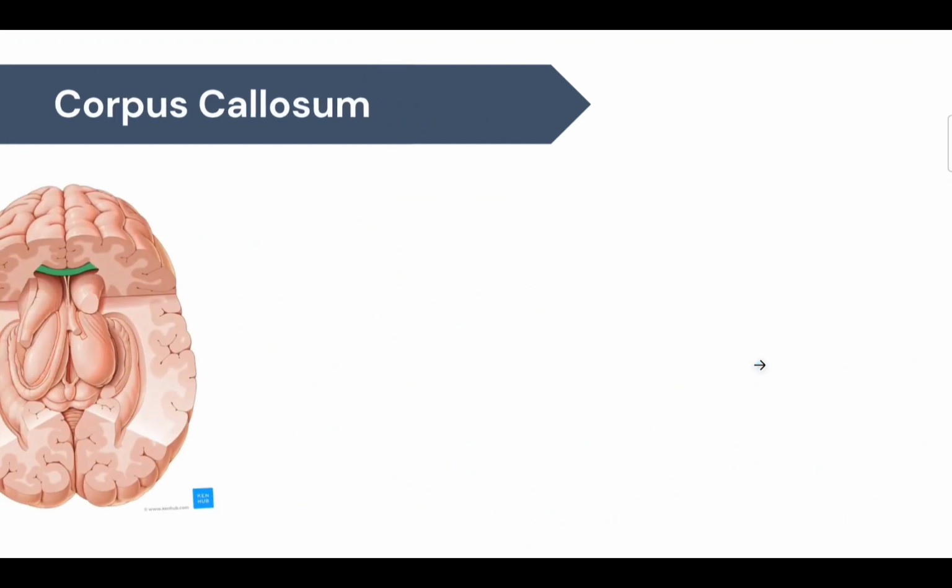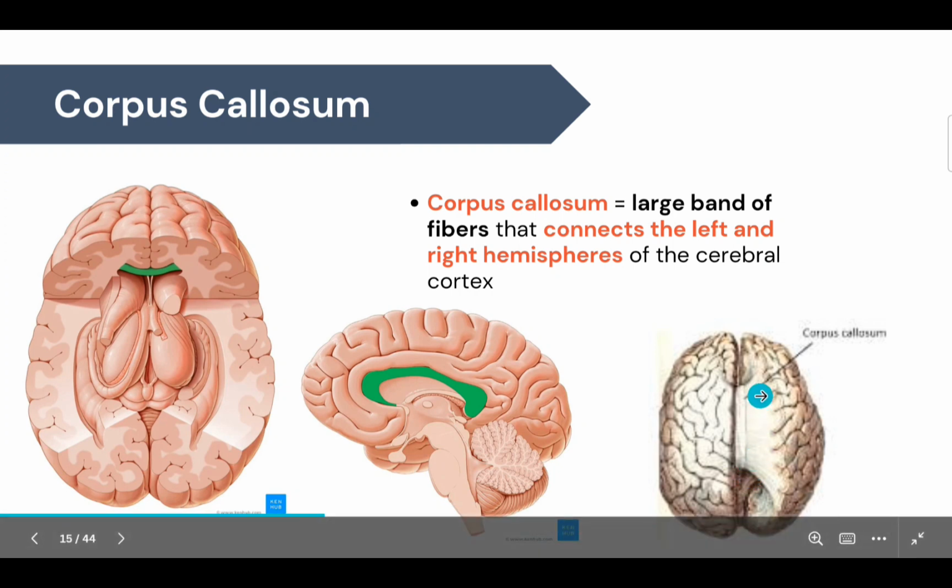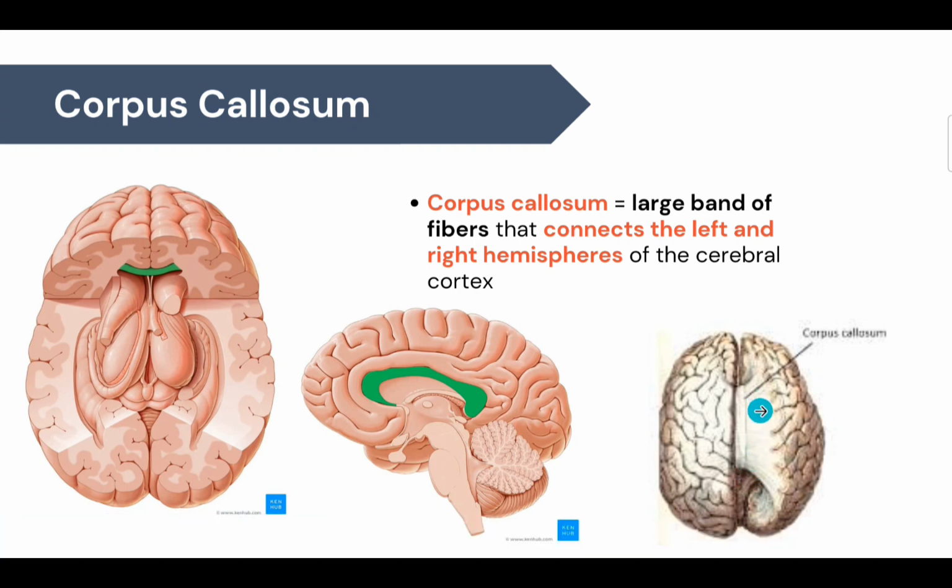And then let's get to the corpus callosum. The corpus callosum is a large band of fibers that connects the left and right hemispheres of the cerebral cortex. So this is the picture of the corpus callosum. It is just a large band of fibers. It's not very huge, but its role is very important in your brain. This is when it is sliced through, and this is how it looks.